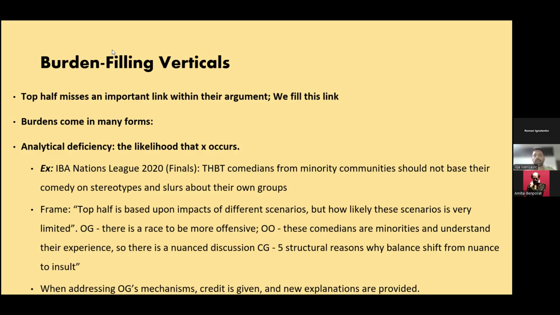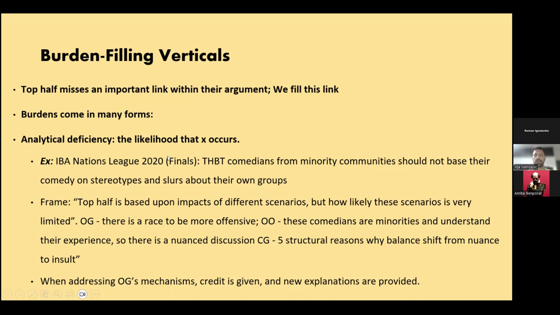What the closing argument did here, and I think very well, is that they are able to show this and say, look, there is this clash, there is very limited, and these are actual quotes from the round, analysis of the scope in terms of how much the different scenarios are likely going to happen. We're going to give you 5 reasons why balance shifts from nuance to insult.